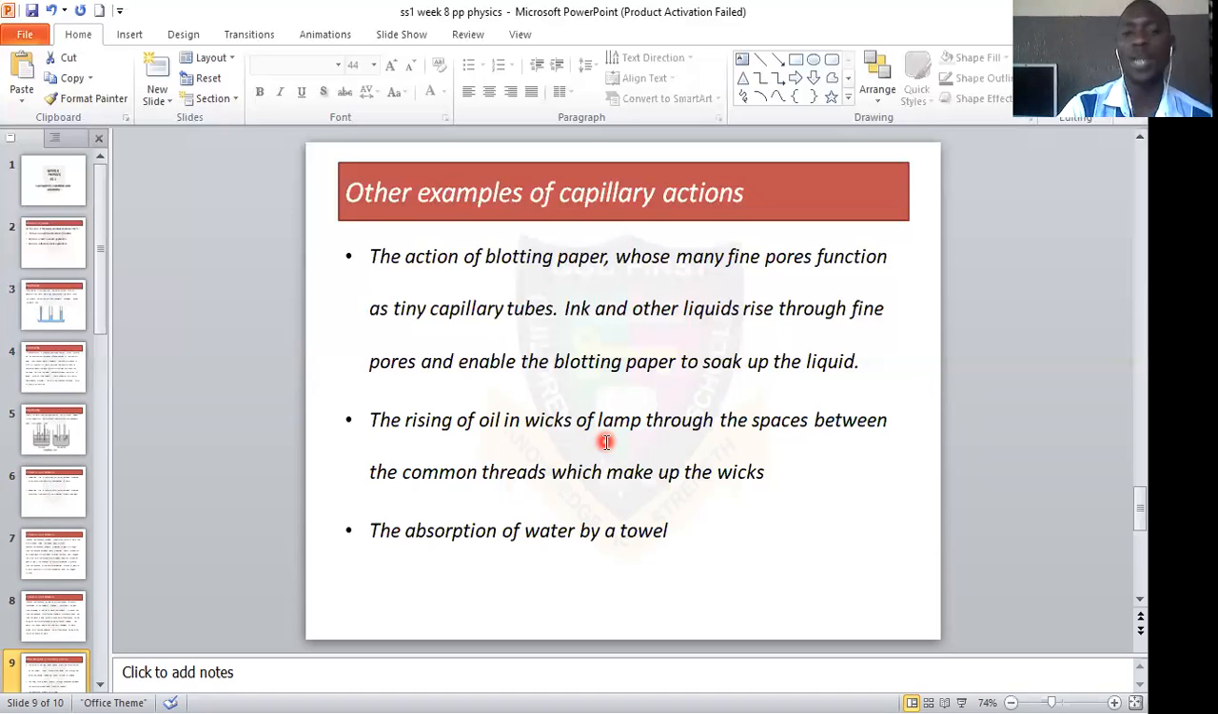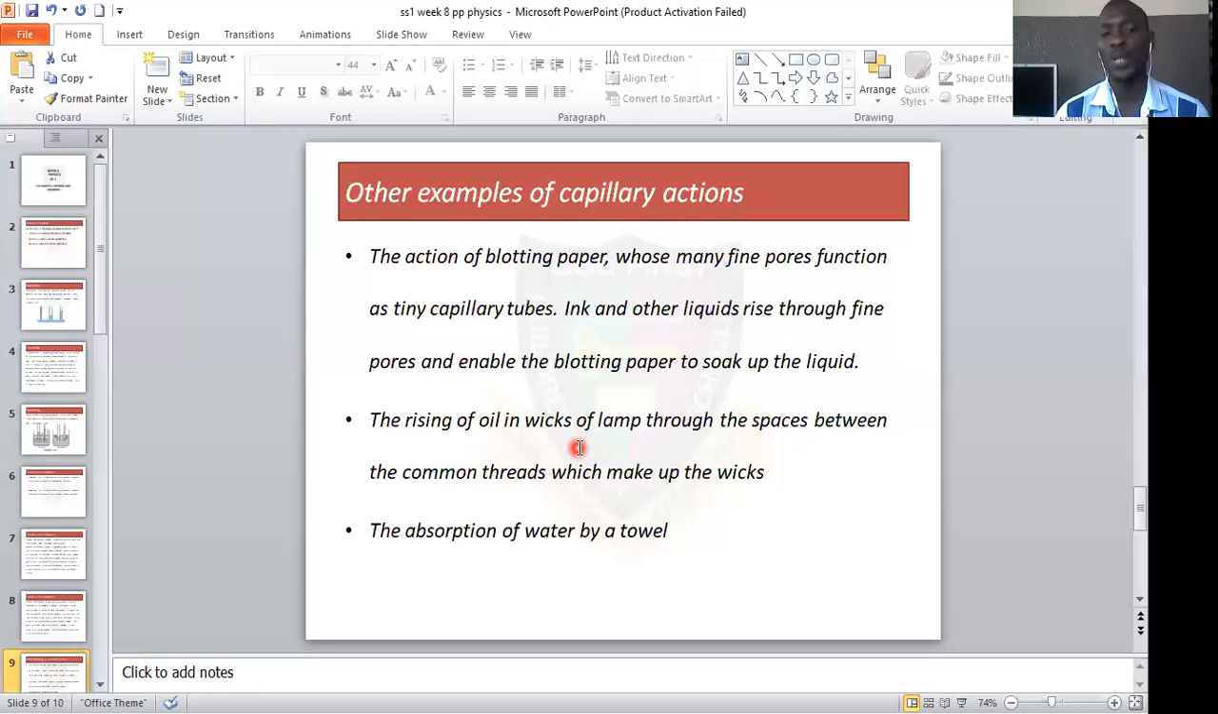So the rising of oil in the wick of a lamp, through the spaces between the common thread which make up the wick, is another example or effect of capillarity. Another example is the absorption of water by a towel. You can see the towel tends to soak up water through the fine pores in the towel. So these are the effects of capillary action, the rise and fall of liquid in the capillary tube, or in porous materials.